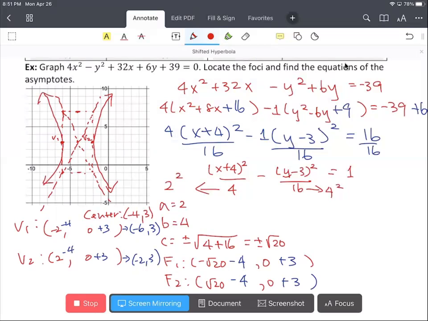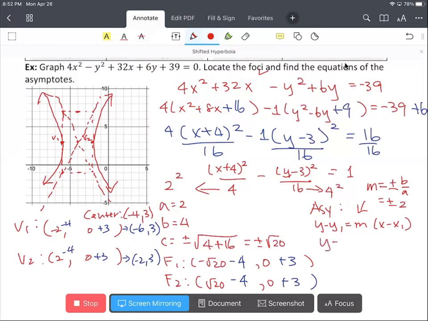So we're done with the foci, we're done with the graph. We just need to find the equations of the asymptotes. For the asymptotes, we're going to use the point-slope formula. And note that since we have a horizontal hyperbola, our m equals plus or minus b over a. Our b value is 4, a value is 2. So it's 4 over 2, which is plus or minus 2.